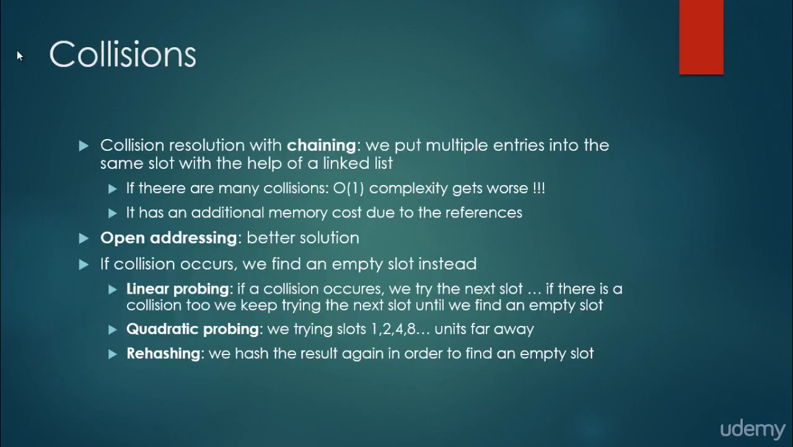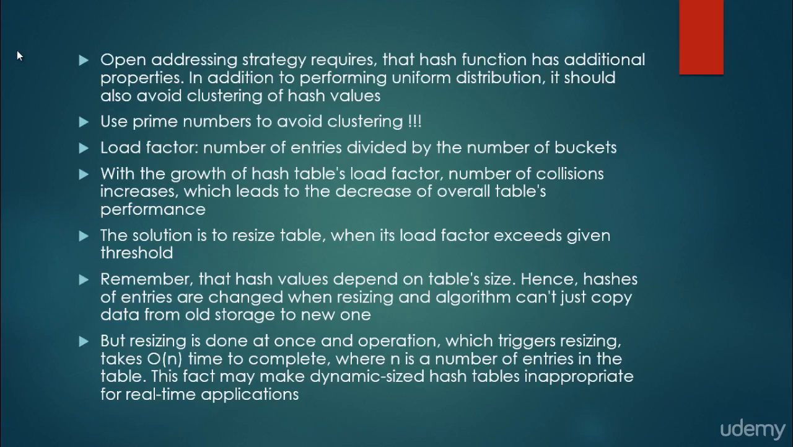Or there is rehashing. Lots of algorithms rely heavily on rehashing. So we hash the result again in order to find an empty slot. If there is a collision, we hash it again. If there is a collision again, we hash it again. That is rehashing. The open addressing strategy requires that the hash function has additional properties.